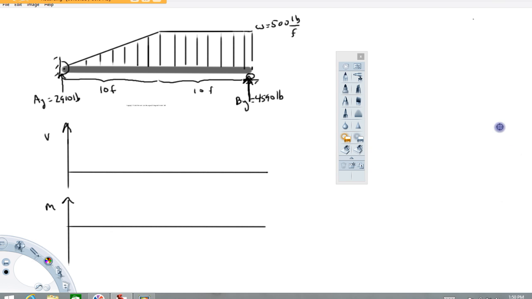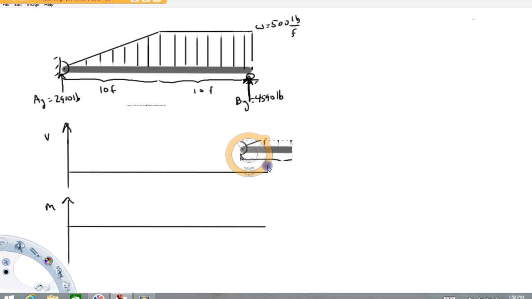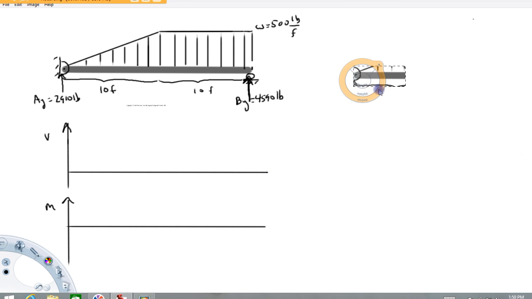All right, now what we're going to do here is determine the loadings within the structure. So I'm going to cut this structure, maybe right here, and draw a free body of the left-hand side of this structure. Copy, paste, all right? An important thing to realize is we're cutting it at an arbitrary location.